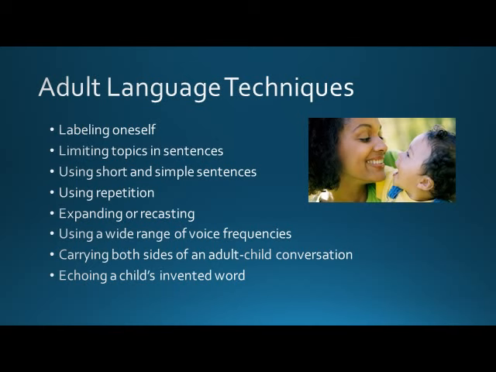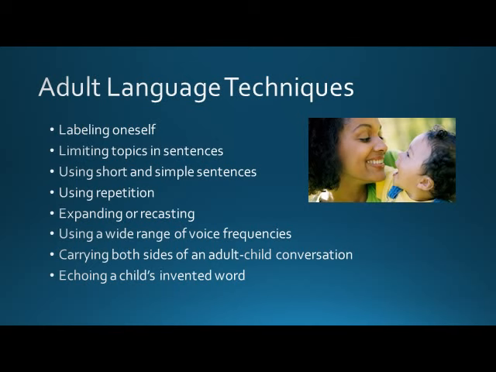So adult language techniques that can be really helpful for young children are listed here. So labeling oneself, such as saying I'm mommy or I'm daddy instead of I or me in speech. So for example, well, mommy's going to answer the door. Limiting topics and sentences. Sometimes if there are too many things going on in a sentence, it may be hard for a child of this age to follow. And using short and simple sentences in general is also helpful. Repetition is key. You can expand or recast children's one-word or unfinished utterances. So for example, if a toddler says kitty, then the parent offers, well, kitty's name is Fluff.